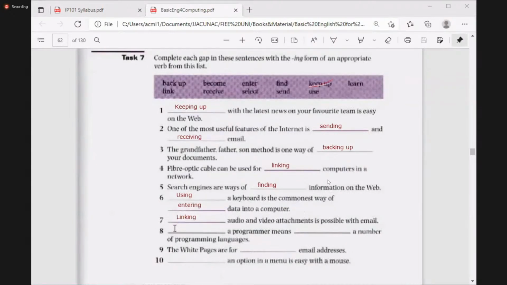Next, number 8. Becoming a programmer means being a programmer. Being, no, I don't have being, but we have becoming. Well, sounds similar. Becoming a programmer means what? Knowing, but no, it is not possible to use with ing. But means learning. Learning, yes. Means learning a number of programming languages. The white pages are for finding email addresses. Finding or locating. Finally, an option in a menu, selecting an option from a menu.